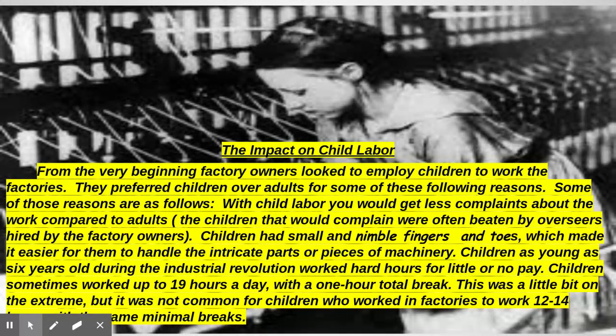Children as young as 6 years old during the Industrial Revolution worked hard hours for little or no pay. Children sometimes worked up to 19 hours a day with a 1 hour total break. This was a little bit on the extreme, but it was not uncommon for children who worked in factories to work 12 to 14 hours, taking these types of minimal breaks.